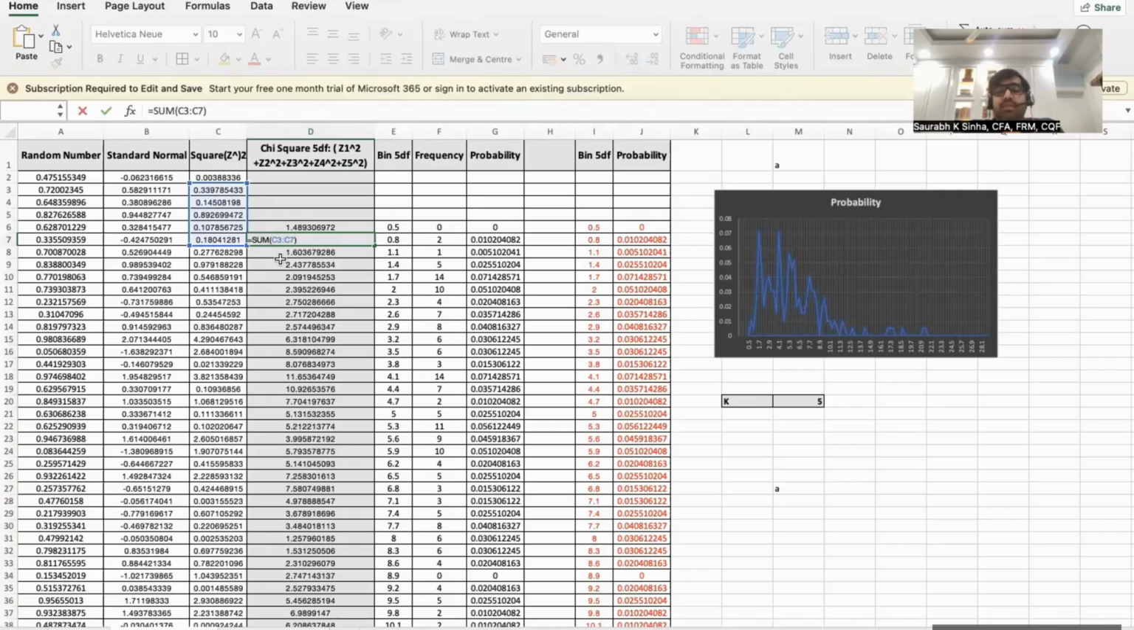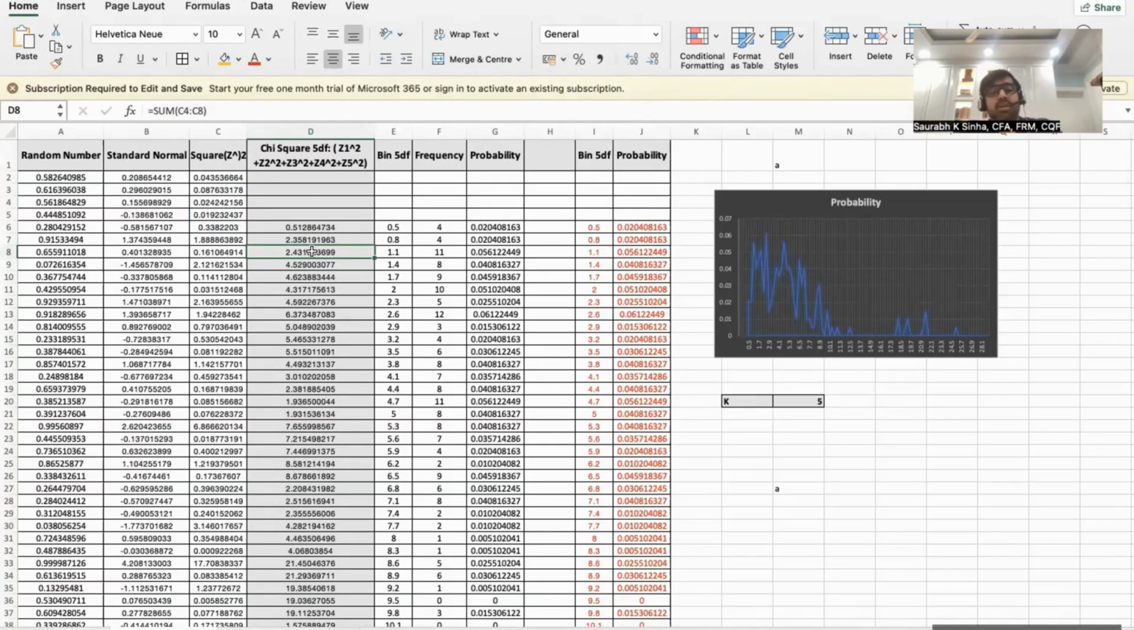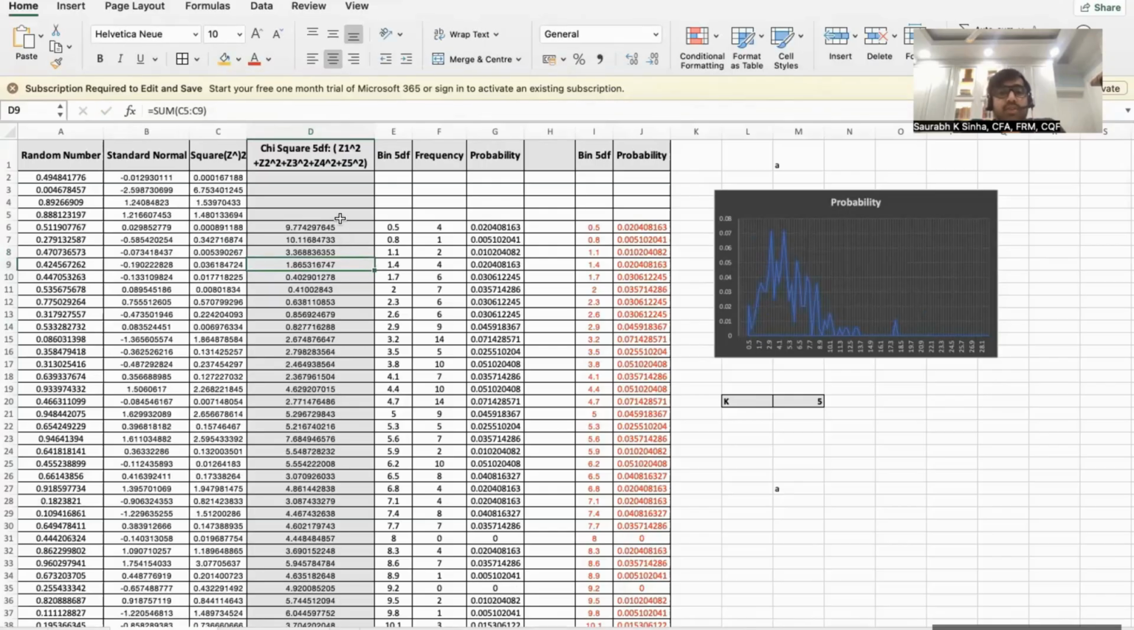Again, 5 values. See this? It is generated by summing cells 1, 2, 3, 4, 5. So actually, how many Z am I summing up? 5. And that is your degree of freedom, which is also denoted by K that you see on the screen.